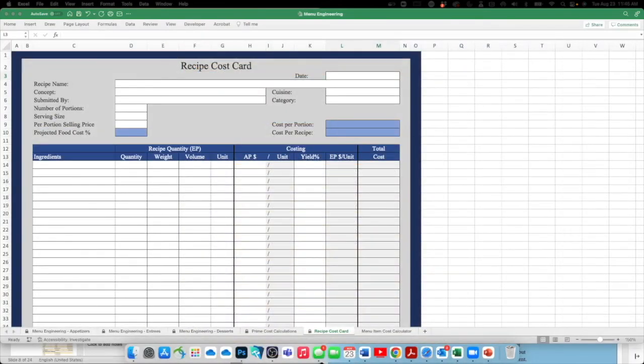This is part of the spreadsheet that I gave you for menu engineering. This is why it is such an important spreadsheet. I highly recommend downloading the menu engineering spreadsheet and keeping it. You can use this recipe card and you'll have it forever and ever. So let's look at this. We're going to write a recipe really quick. We're going to keep it simple.